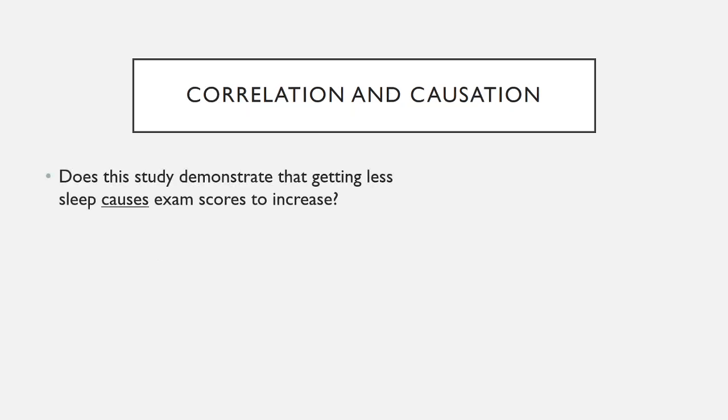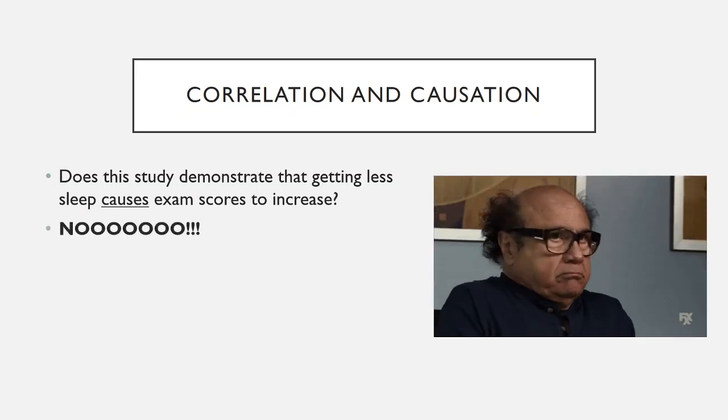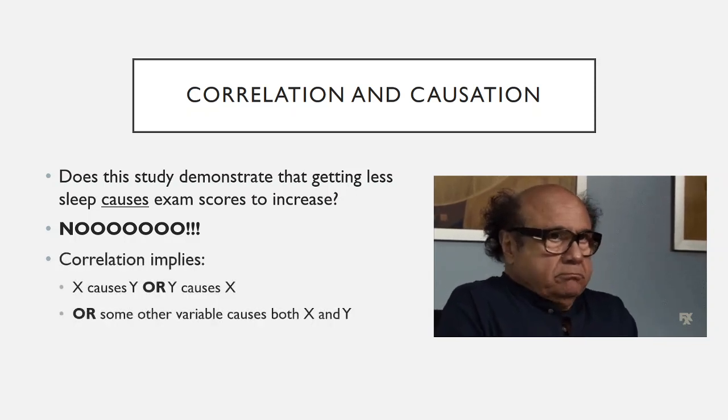So then, of course, I always need to harp on the important points. Does this particular hypothetical example demonstrate that getting less sleep caused exam scores to increase? No, of course not. You want to make sure that you do not make that leap to causal claims on the strength of correlational research. What correlations imply is that variables are associated. When variables are associated, this could mean multiple things. It could mean that one variable causes change to the other or vice versa.